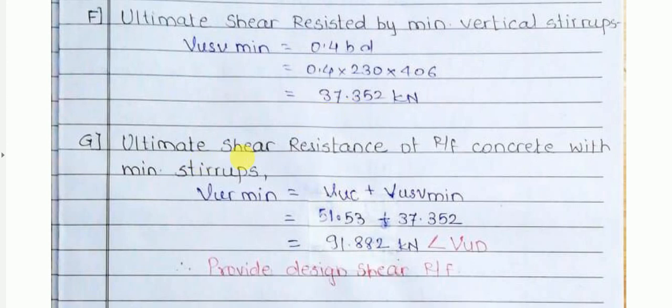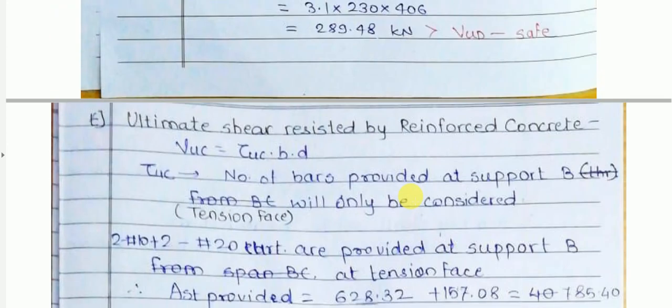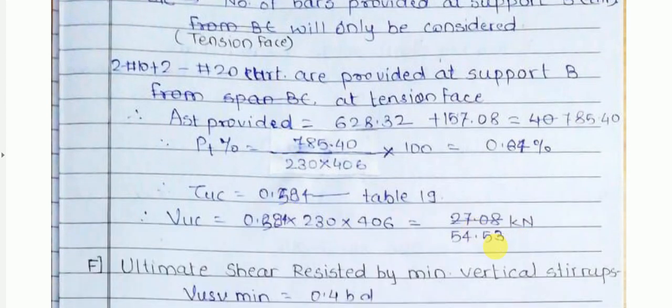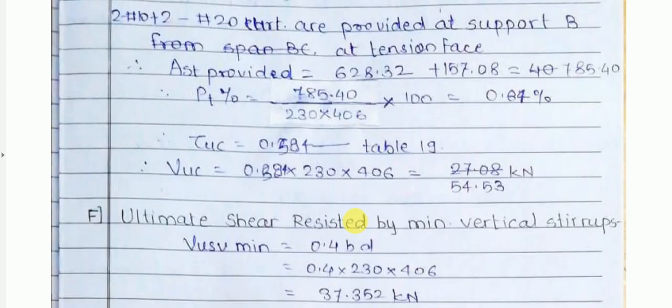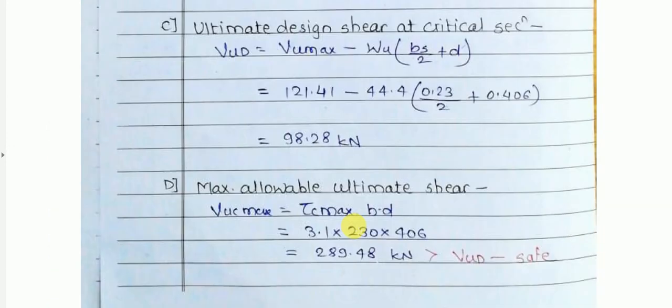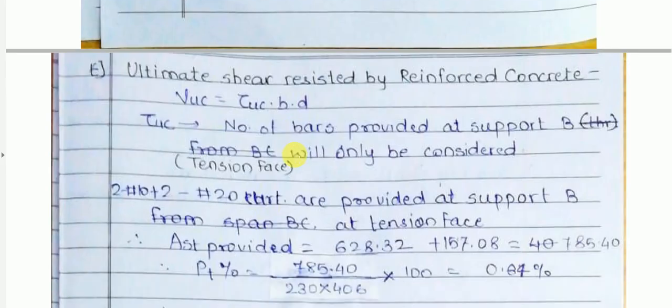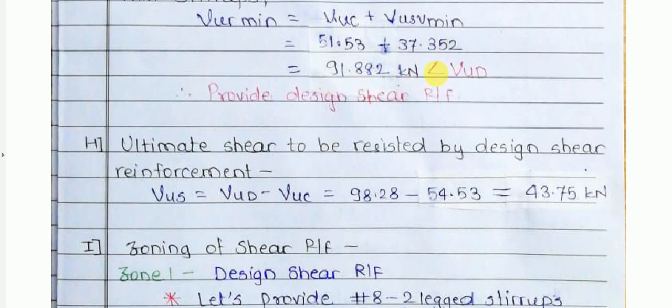Next to this, there is the ultimate shear resistance of the reinforced concrete with the minimum stirrups, that is VUC plus VUSV minimum. So this VUC, here we have obtained that value 54.53. Okay, by mistake I have taken 51, it is 54 plus this VUSV minimum 37, and whatever value you get, VUR minimum, it will be 94 point something, that is it should be less than VUD. Your VUD is 98. So if this value is less than VUD, then provide the design shear reinforcement.